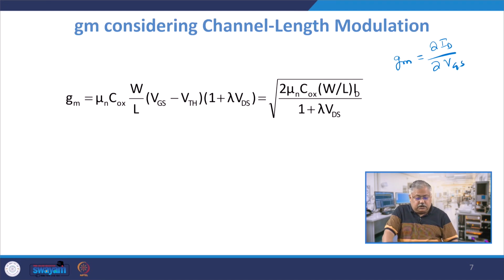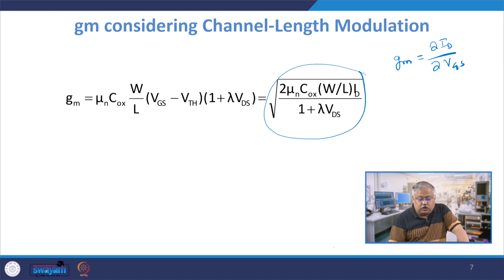Let's come back to the expression which I told you. This is how it looks. GM is mu1 C oxide W by L (VGS minus VTH) times (1 plus lambda VDS), and as you can see, GM now becomes a function of VDS, which I just explained to you physically. This is also another way of writing it, with a constant current methodology, where GM is 2 mu1 C oxide W by L times ID upon (1 plus lambda VDS). This is a constant current model. That's the reason lambda VDS is in the denominator of the transconductance equation.